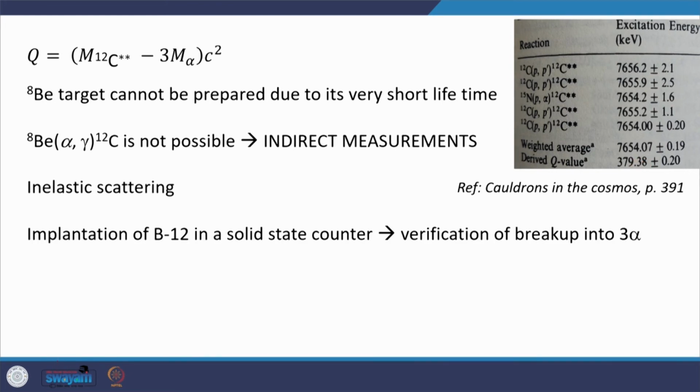All right. There is another technique to understand this triple alpha process and to measure the cross section of the triple alpha process, and that is implantation of boron 12 within a solid state counter. And when you implant boron 12 within the solid state counter, there will be a breakup of boron 12 into 3 alpha particles, and these 3 alpha particles can be measured using detectors, and one can find out the cross section of the triple alpha process.